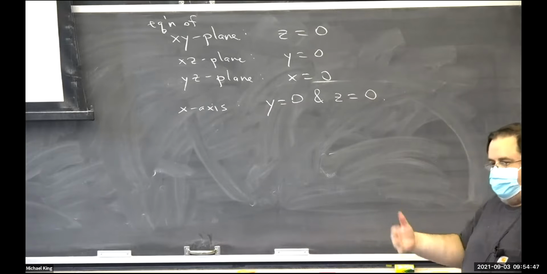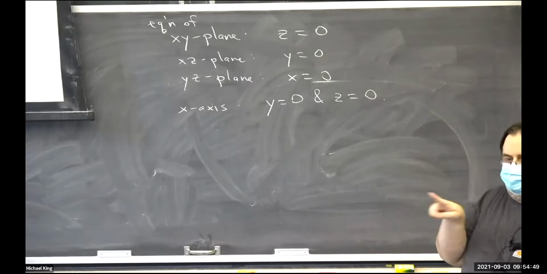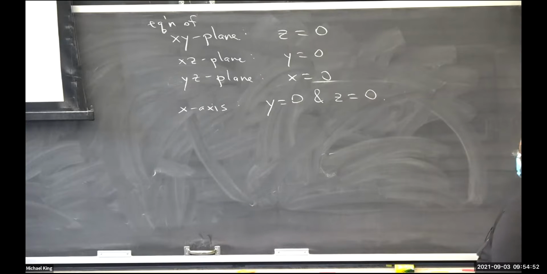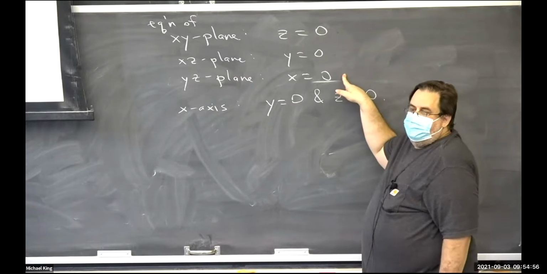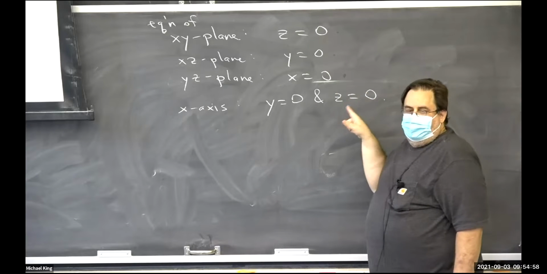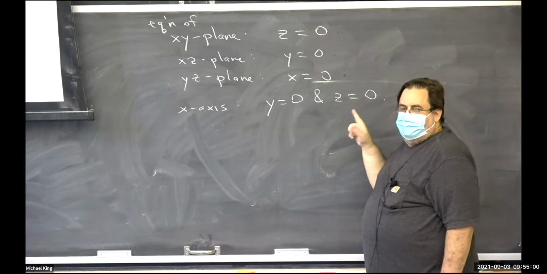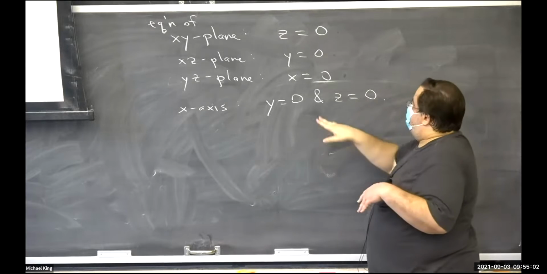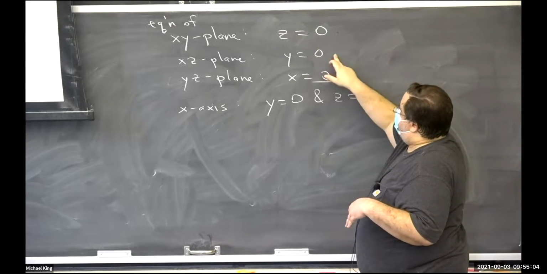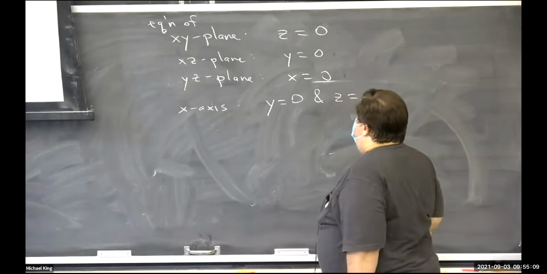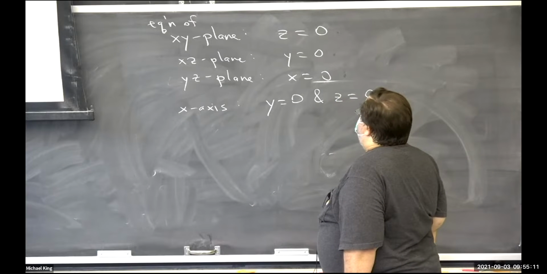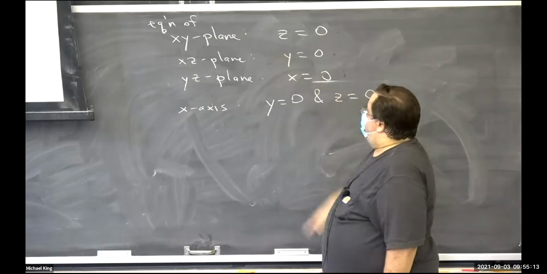And this is already interesting because in two dimensions, when you have an equation, it just traces out some curve. But here one equation traces out a surface. If you want to get a curve, you almost have to have two equations that intersect. You can think of the x-axis as the intersection of the xy plane and the xz plane.